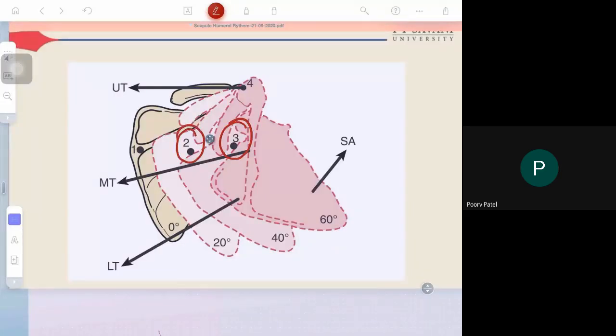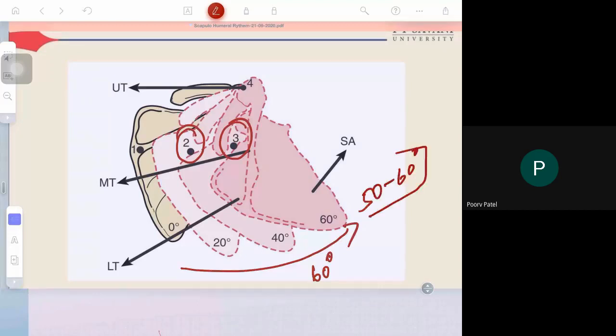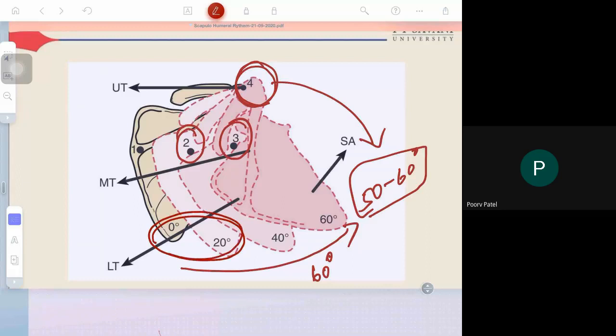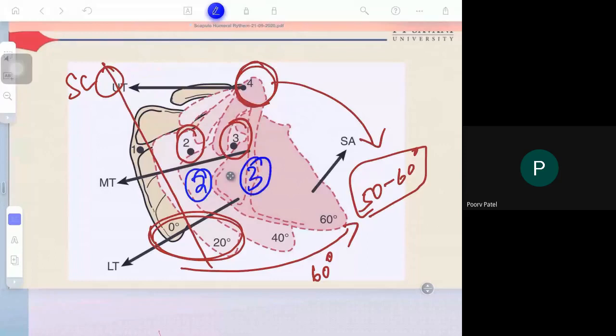Now, third point. When the axis of scapular upward rotation is in an intermediate position, that is 3 and 4. When the axis is from 0 to 60, somewhere around 50 to 60 degrees, the rotation will occur in this joint. Here. So from 0 to 20, the rotation will occur at this joint, the sternoclavicular joint. So in between, when the axis is lying in positions 2 and 3, upward rotation will occur in both the sternoclavicular joint and the acromioclavicular joint. Are you clear?